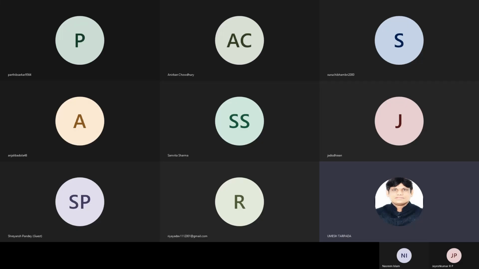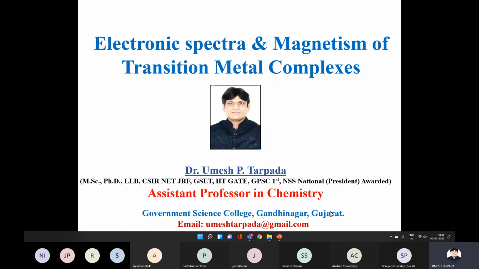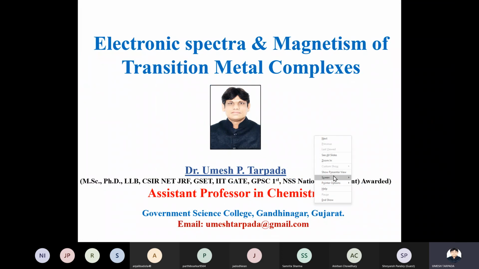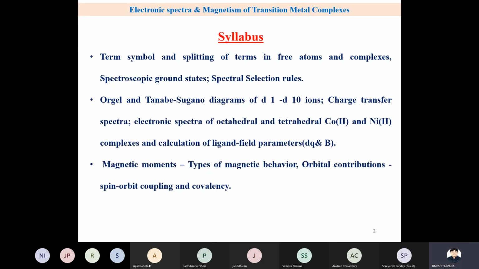Magnetism, that is called magnetic properties of transition metal complexes. So here, if you look at the syllabus, then this is your syllabus. Different points are there. One is you can have a term symbol. Different complexes were there, so you can predict the term symbol for those complexes also.